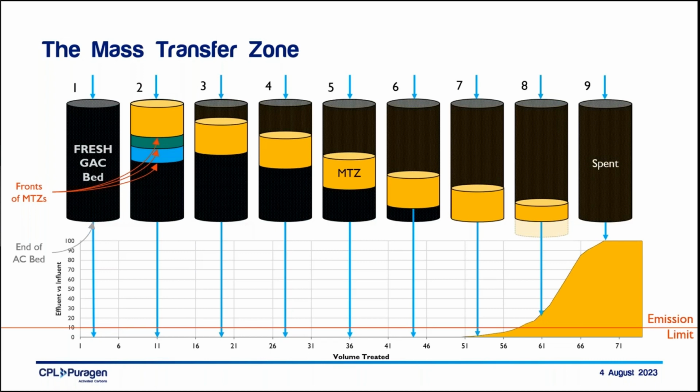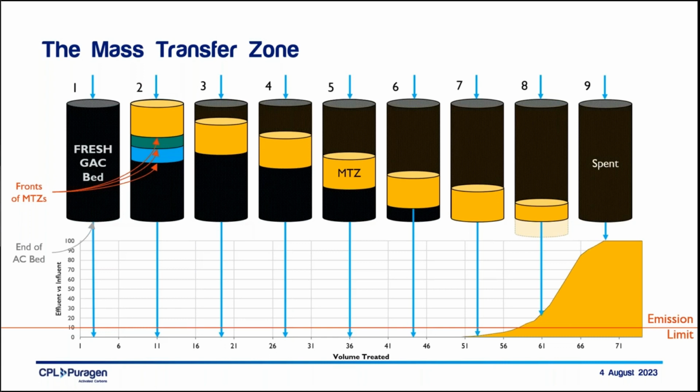So competitive adsorption occurs because some molecules are better adsorbed than others. Molecules which are better adsorbed displace the more poorly adsorbed molecules, forcing them off the carbon surface and back into the fluid stream. Once these are back in the fluid stream, these molecules then need to be readsorbed, which happens further down the bed.